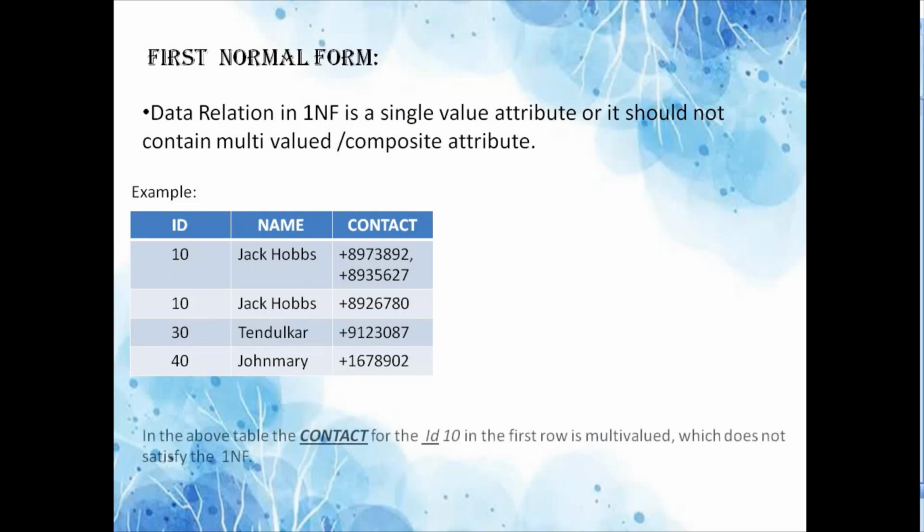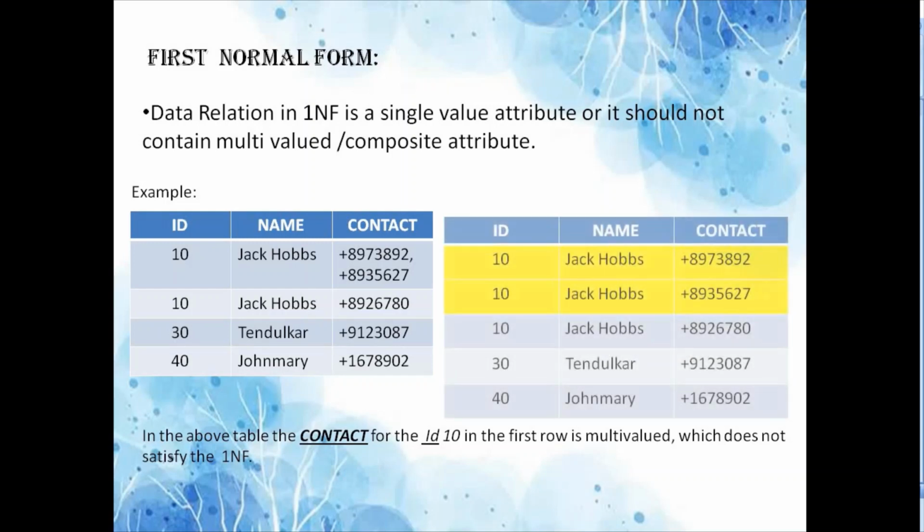But in the table, contact for the ID 10 in the first row is multivalued, which does not satisfy 1NF. So to satisfy the first normal form, we need to split the multivalued attribute data, that is contact, into different rows. The multivalued column of ID 10 in the first row is now split into 2 different rows, that is highlighted in yellow color.